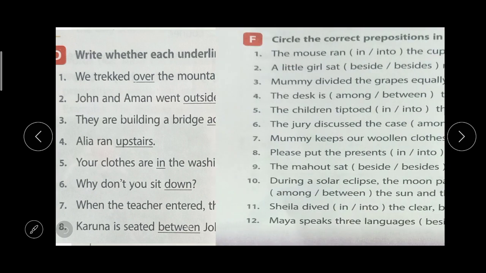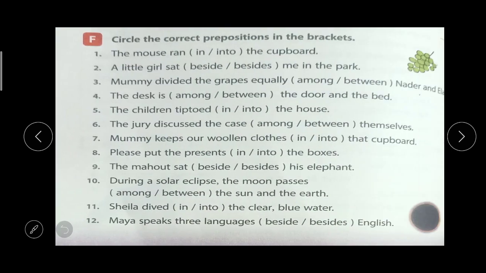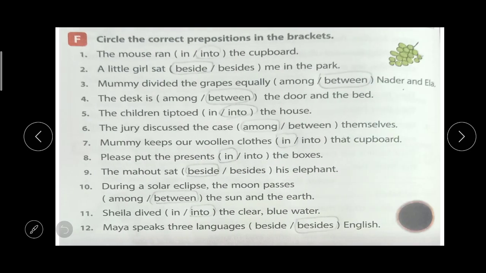Now the next exercise is number F, where we have to circle the correct prepositions given in the brackets. So your answers are: the mouse ran into the cupboard. Number 2, the little girl sat beside me in the park. Number 3, Mummy divided the grapes equally between Nadir and Ela. Number 4, the desk is between the door and the bed. Number 5, the children tiptoed into the house. 6, the jury discussed the case among themselves.